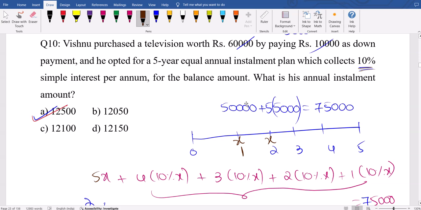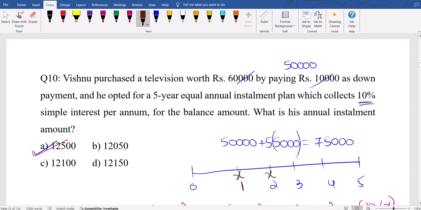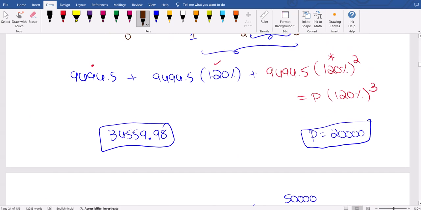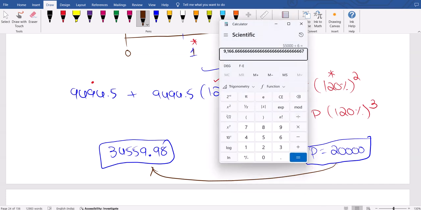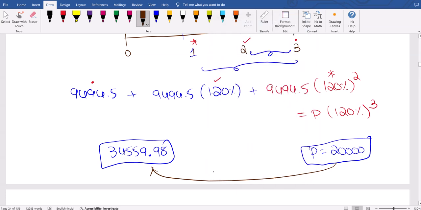Here 50,000 plus interest. In simple interest, amount is principal plus interest. Here they'll do like P into 120% whole cube. See, concept is very much clear. You taken 20,000, you paid this much. What is that interest? What is that rate? How much percentage you paid extra? Approximately, I'm telling you, it's like 72.8 percentage. 72.8 percentage you paid extra.